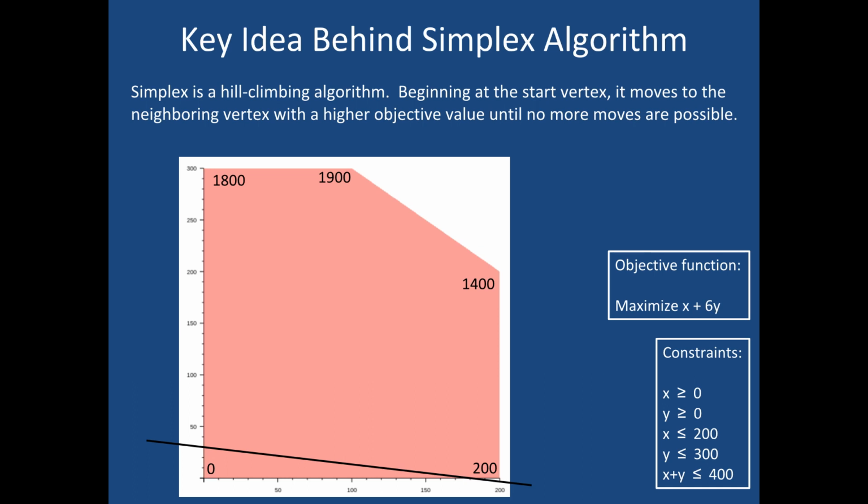Now the problem is, the reason that there's an exponential worst case running time is because there are situations where doing this hill climbing algorithm requires looking at an exponential number of vertices. And so the interior point method, which was an improvement, sort of takes shortcuts through the middle sometimes.